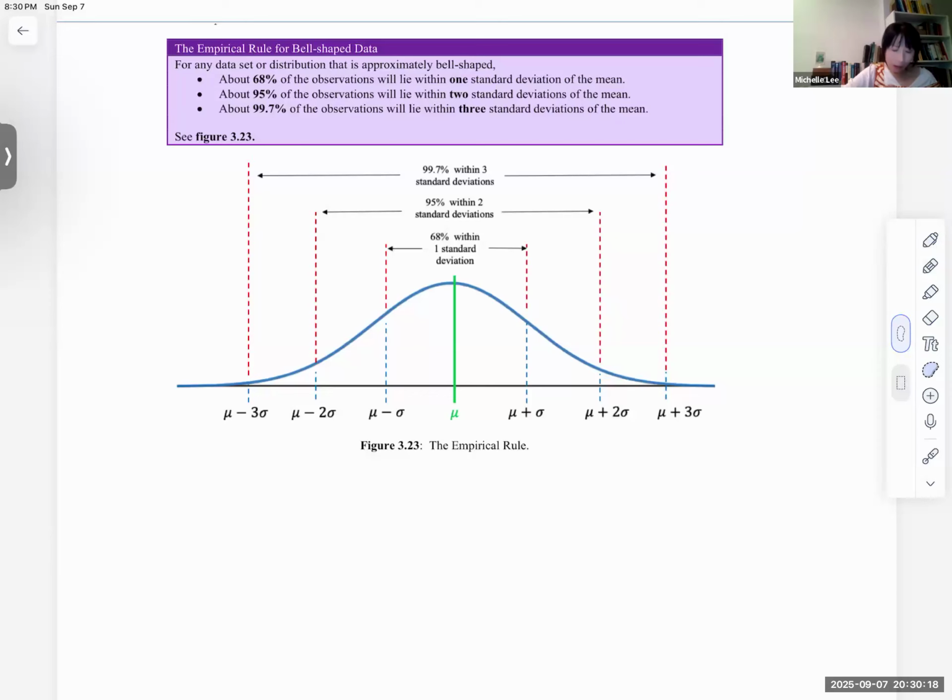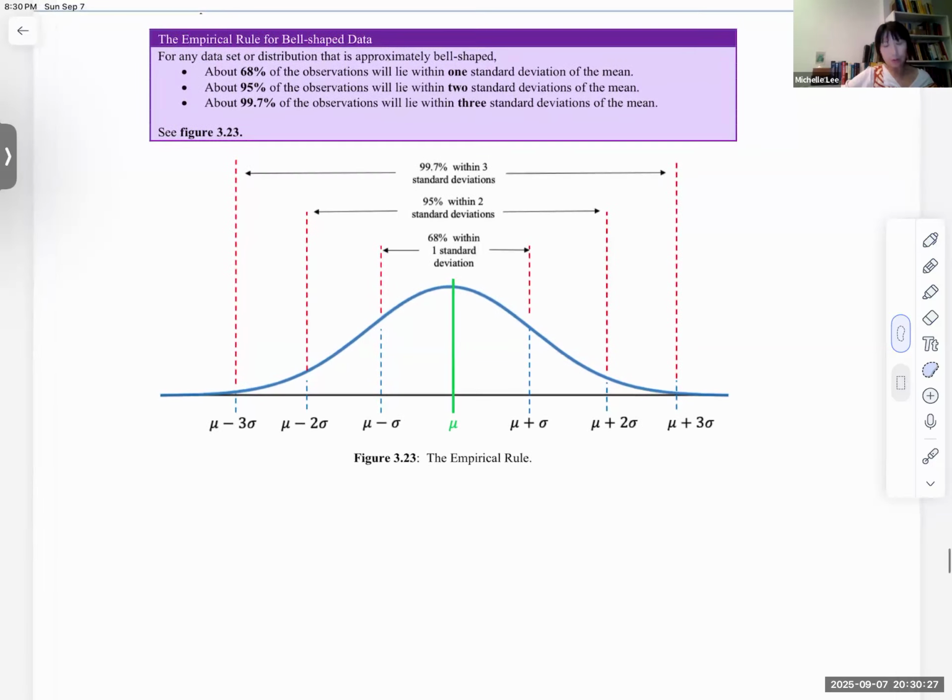Okay, so now let's talk about the empirical rule for bell-shaped data. What is this? We have a rule, and the name is empirical rule. When do we use it? We use it for the bell shape. Bell shape looks like that, right? If we want to know about the percentage, if we want to know about the number in the case, then we use that, right? Okay, so let's talk about the percentage first.